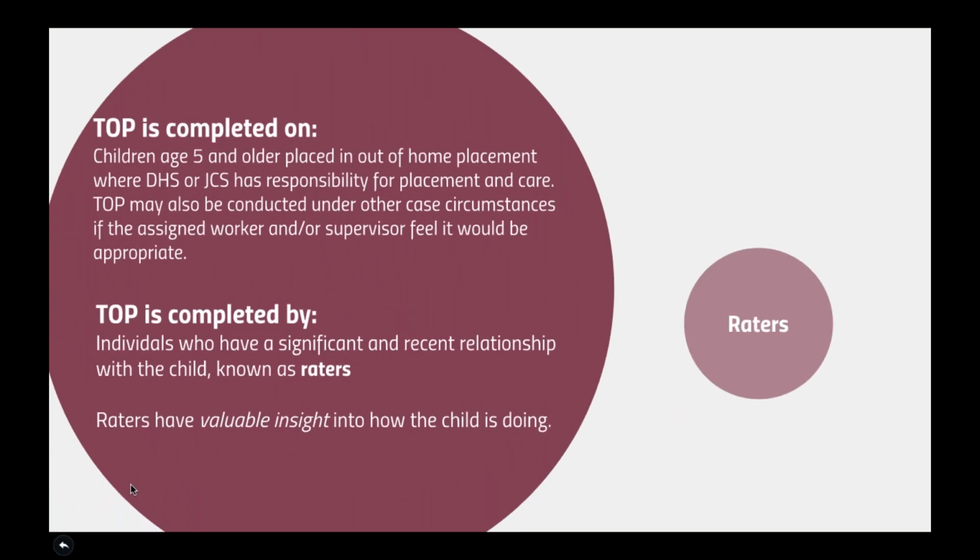Great, thanks. So who is the TOP completed on? In Iowa, children aged 5 and older placed in out-of-home placement where DHS or JCS has responsibility for placement and care. That is the target population. A TOP should be completed on those youth every 90 days while that child is in that placement and care. There are other circumstances where the assigned worker or the supervisor may feel it would be appropriate to complete a TOP for a child that doesn't fall into that category, and that's totally fine.